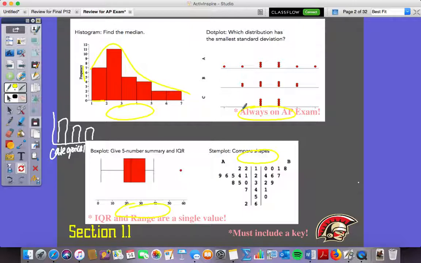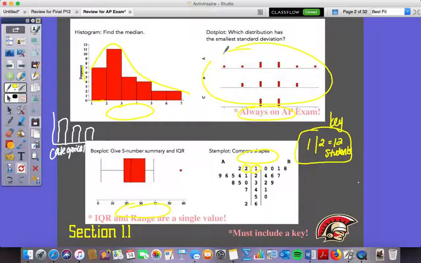That is very important. Also on a stem plot, remember that if I was looking at a 1 and a 2, this would be 12. So just make sure that you remember that. In order to make a key, we would want to say that 1|2 is equal to 12 students, or whatever the context would be. Just make sure you label the key in order to get full credit. Also, a dot plot is always on the AP exam, so it's something to remind yourself of.